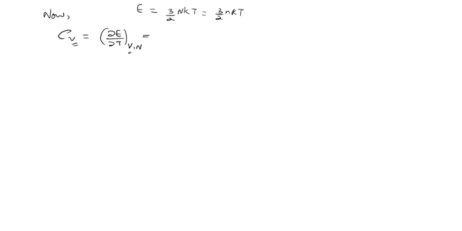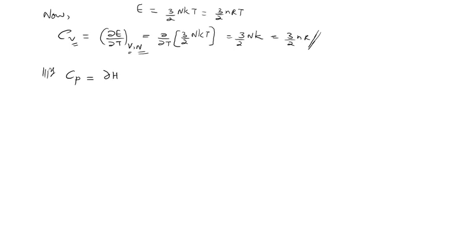So I have to take simply dou by dou T of the first term, that is 3 by 2 nkt. That's quite simple because n is kept constant in taking the partial derivative. So I can take 3 by 2 nk as a constant, and dou by dou T of T is 1. So it is simply equal to 3 by 2 nk, and nk can be written as nR, which is also equal to 3 by 2 nR. That gives you the CV, the heat capacity at constant volume for the classical ideal gas system. Similarly, do you remember what Cp is equal to? We proved that Cp is equal to dou H, the enthalpy, dou H by dou T.